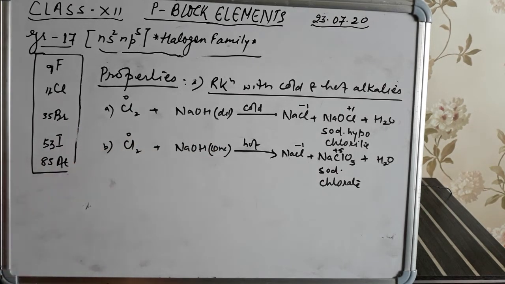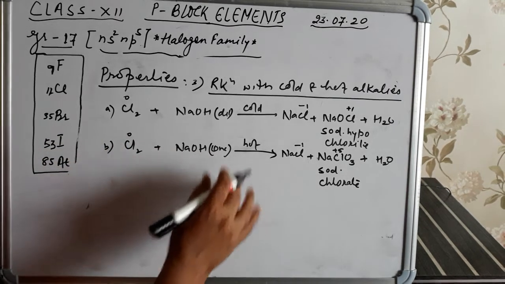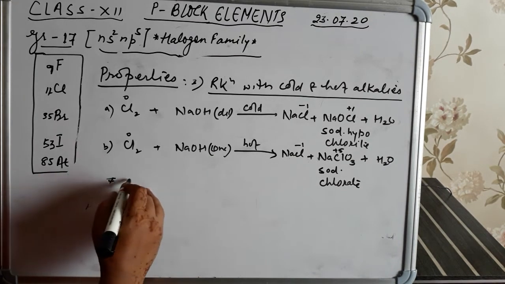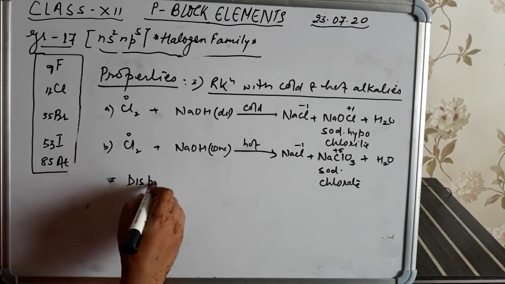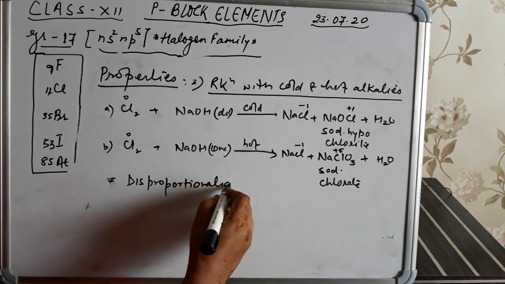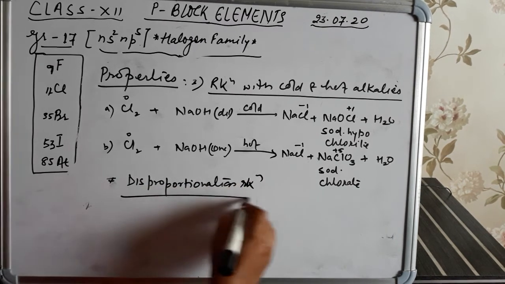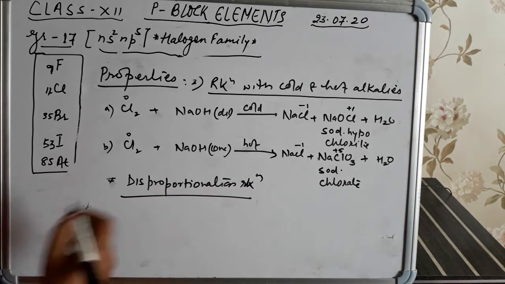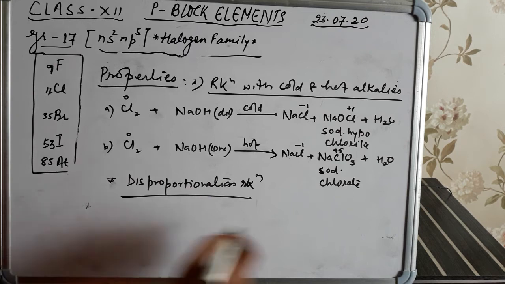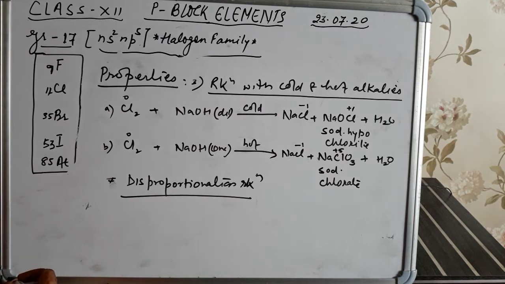So during this reaction, chlorine is simultaneously reduced to chloride ion and oxidized to hypochlorite ion and to chlorate ion. So this is the best example of a disproportionation reaction. Sometimes reasoning questions are asked in the examination. How can you show that chlorine with alkali shows a disproportionation reaction? So this is the best example for the disproportionation reaction of chlorine.